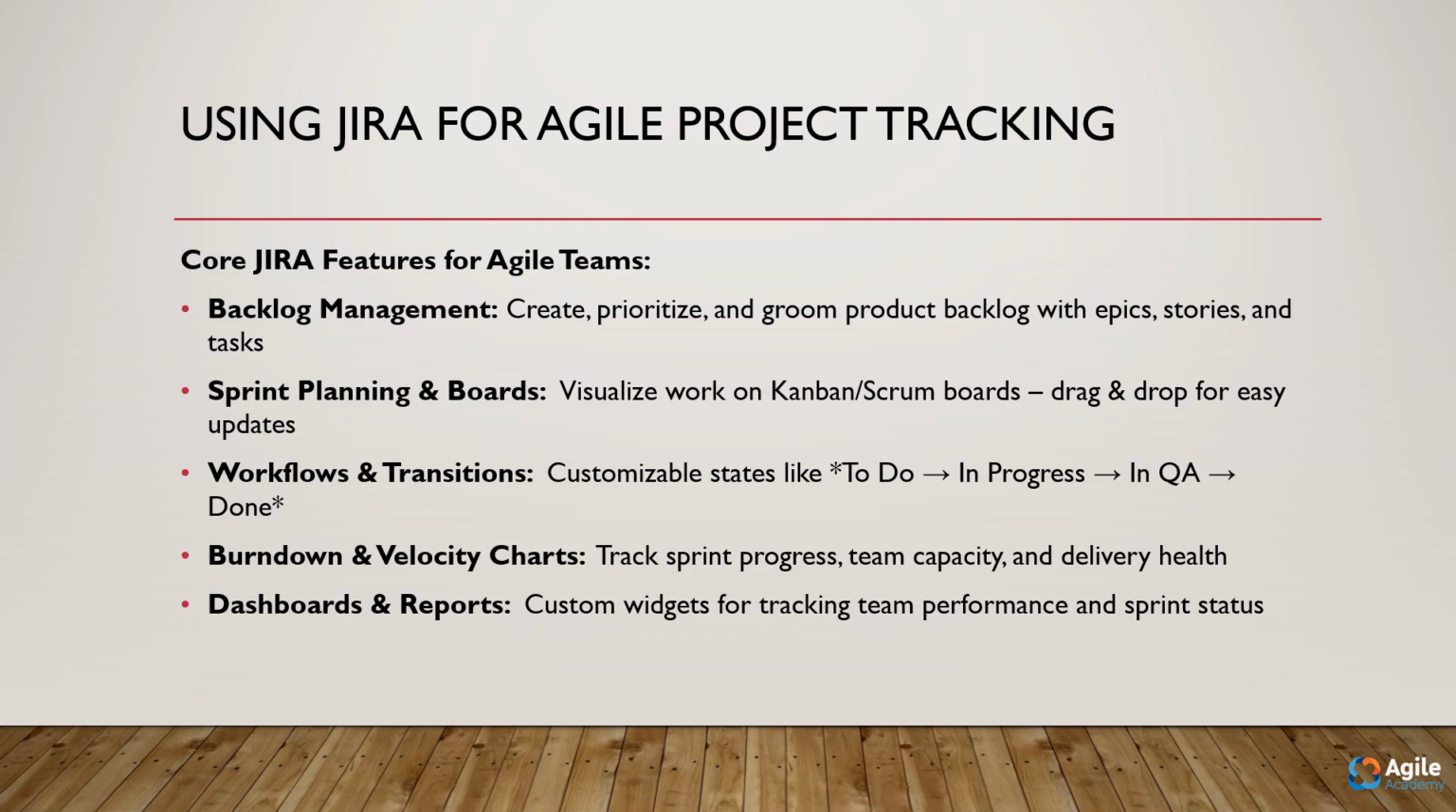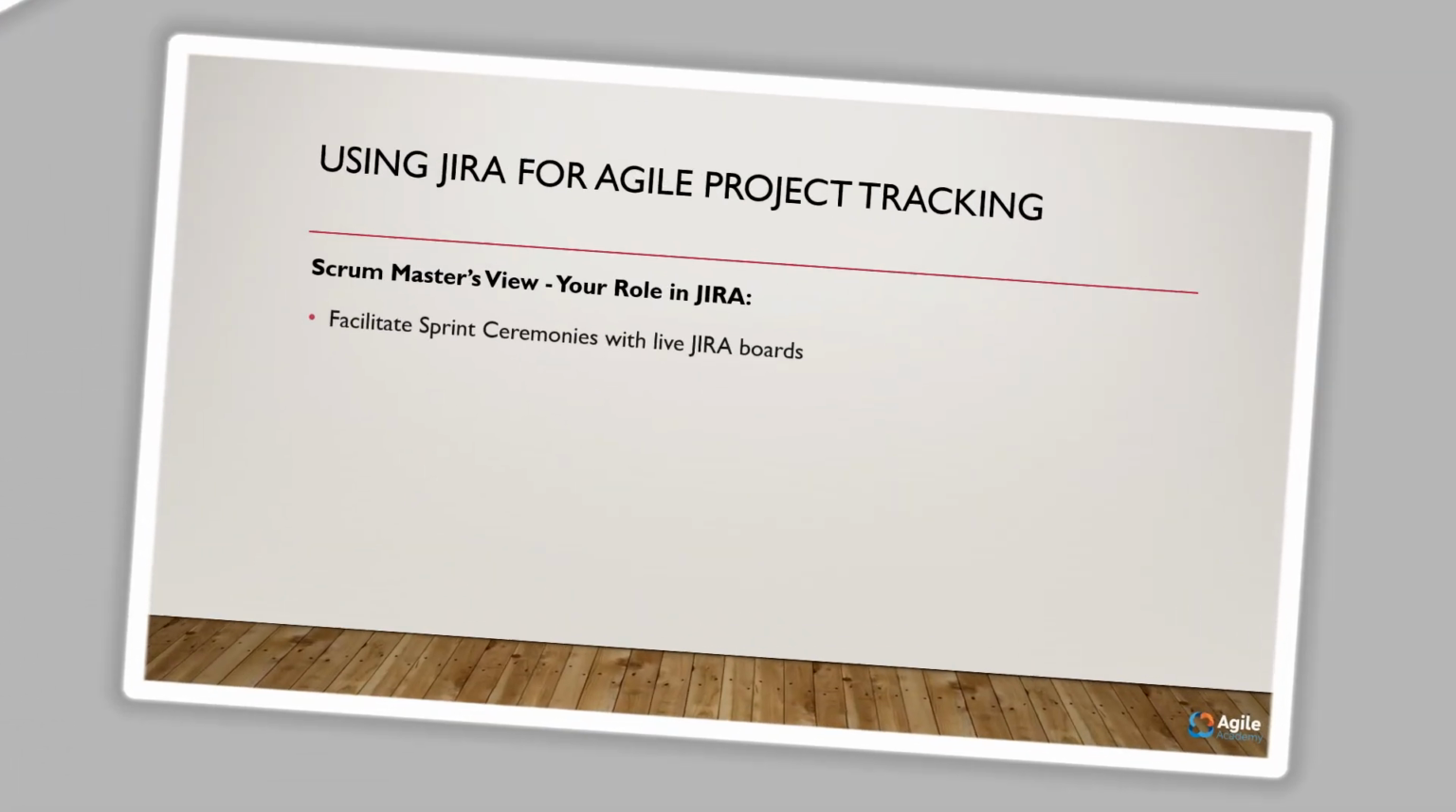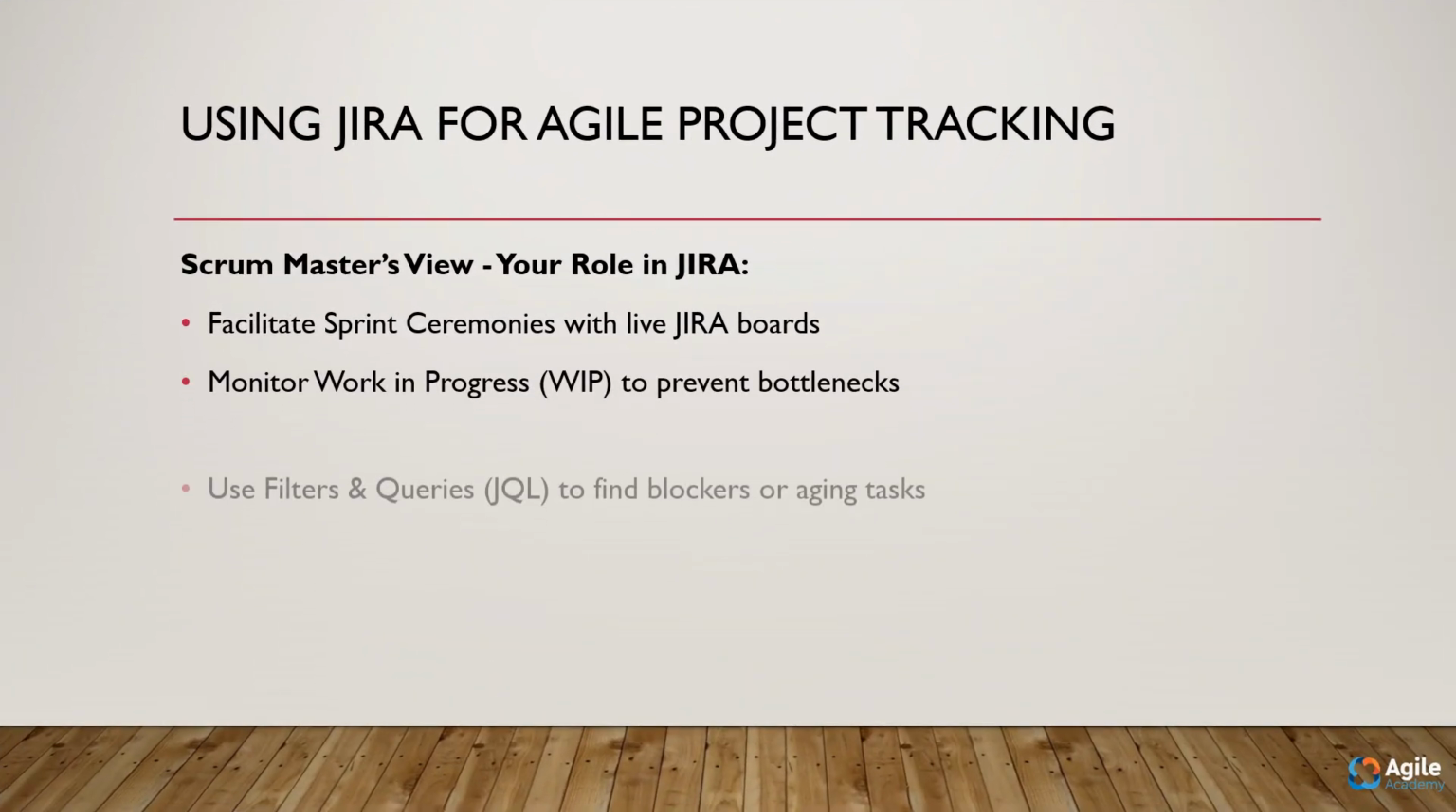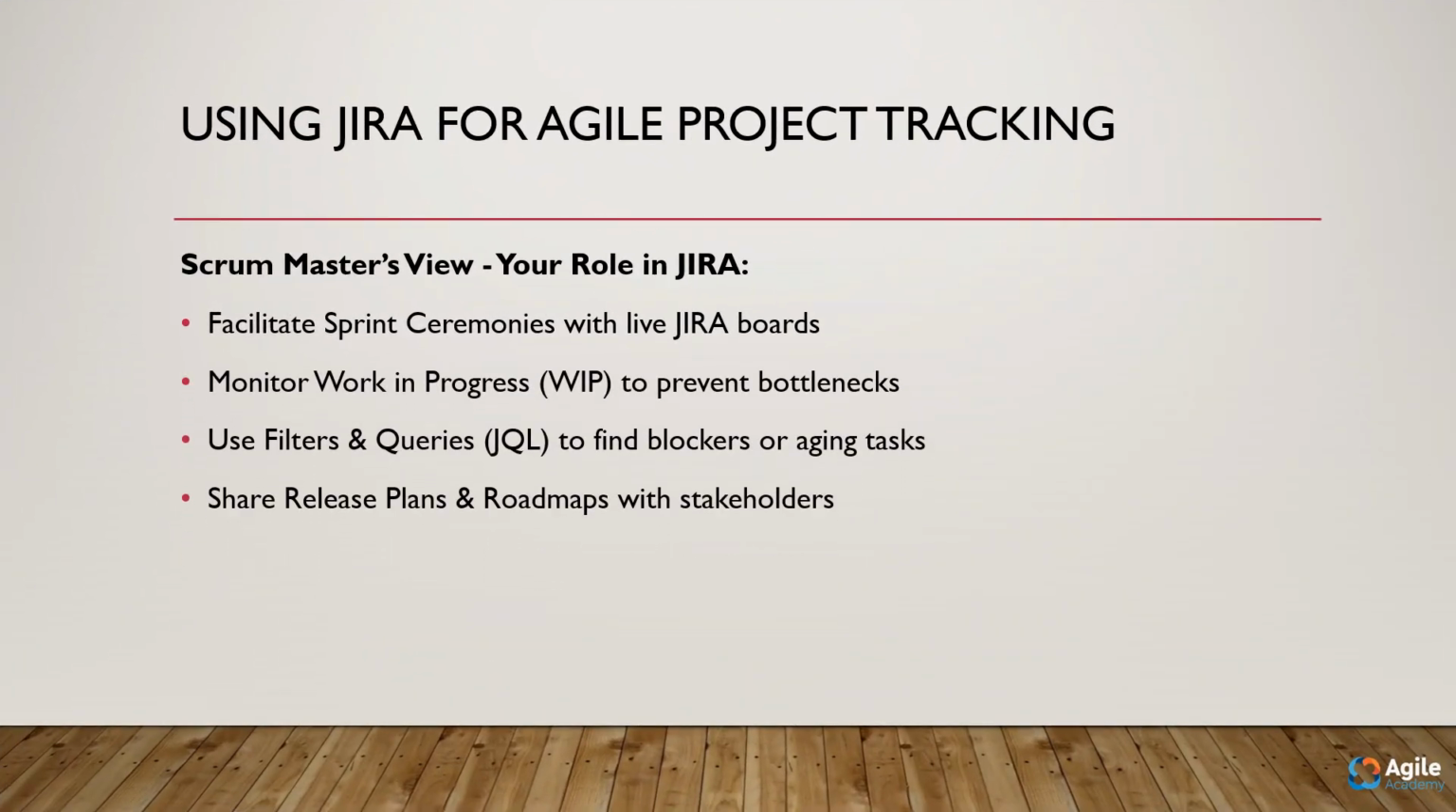As a Scrum Master, your Jira responsibilities include facilitating sprint ceremonies with live boards, monitoring work in progress to avoid bottlenecks, using JQL queries to identify blockers, sharing roadmaps with stakeholders, and ensuring that the definition of done is always respected. And that wraps up Module 5, Agile Metrics and Reporting.